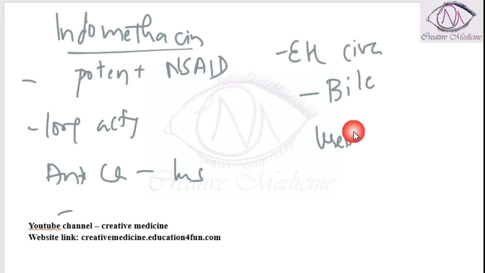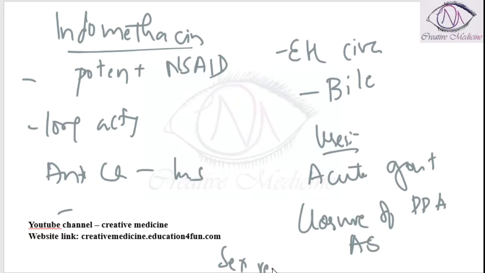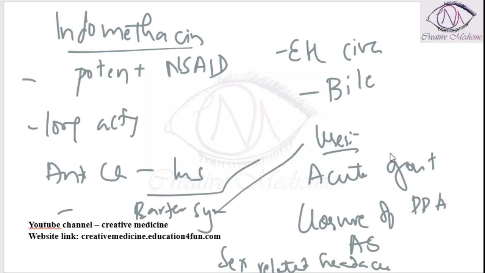Uses of indomethacin are: it can be used in acute gout, it is used in the closure of patent ductus arteriosus, it can be used in ankylosing spondylitis, and this is also used in sex related headaches. It is also used in Barter's syndrome. So indomethacin is used in acute gout, closure of patent ductus arteriosus, ankylosing spondylitis, sex related headache, and Barter's syndrome.